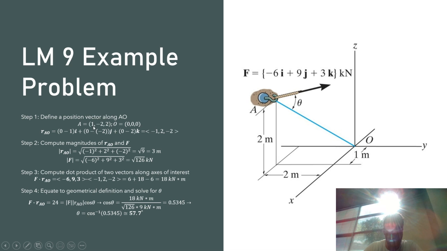So since A had coordinates 1, -2, and 2, the position vector from A to the origin is going to have components -1, +2, and -2. And you can actually show it out if it's easier for you, if that confuses you, but I'm just showing you a little bit of a shortcut.